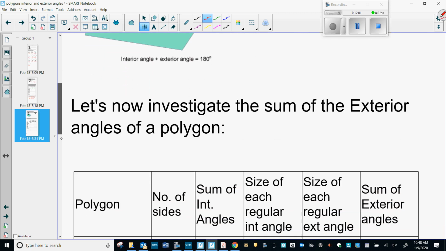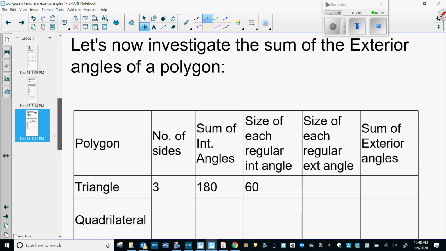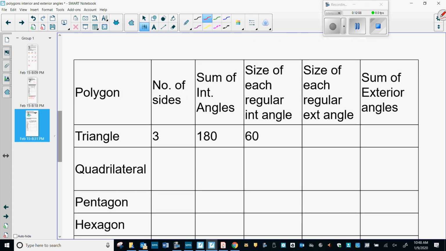Now, something special about exterior angles. Oh, this is a boring table to fill in. Let's do it. So we can fill in 4, 5, 6. We've got all of our sum of the interior angles, copied from the previous table. This says the size of each regular interior angle. So how are you going to find this?